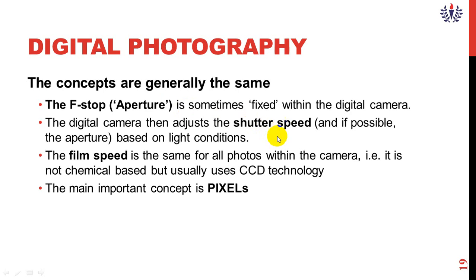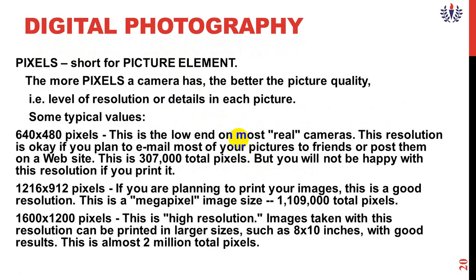Okay, and the main important concept of digital photography is that it is applicable only to pixels, which will give better clarity. Also, in this camera they are not using any chemical components. You see this digital photography. The other name for digital photography, we can say, is pixel, short for picture element, which gives better picture quality.